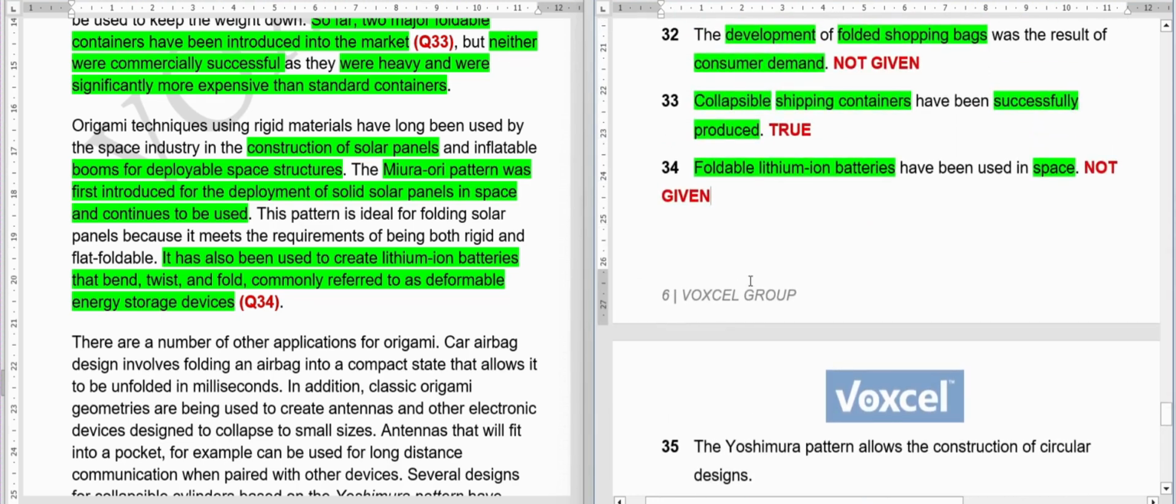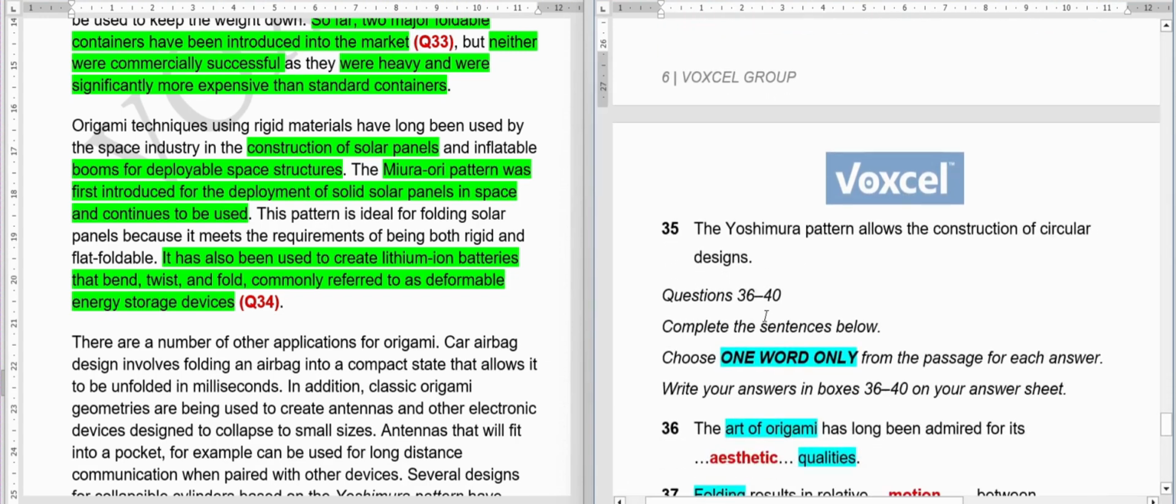I hope it is clear why it is not given. Because we don't know whether lithium ion batteries are used in space or not. They had just told us that this particular pattern, the Miura-ori pattern, which is used to make solid solar panels in space, is also used to create foldable lithium ion batteries. But where are these batteries used? We are not given that particular info, and for this reason the answer to this question will be not given. I hope it is clear.